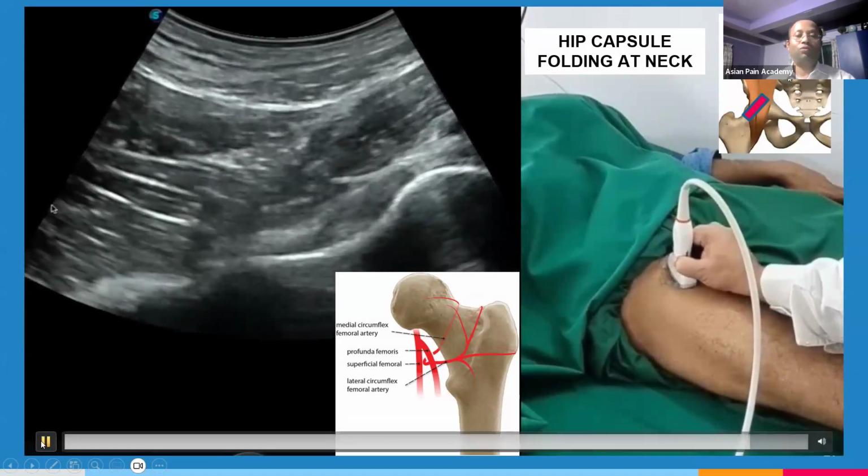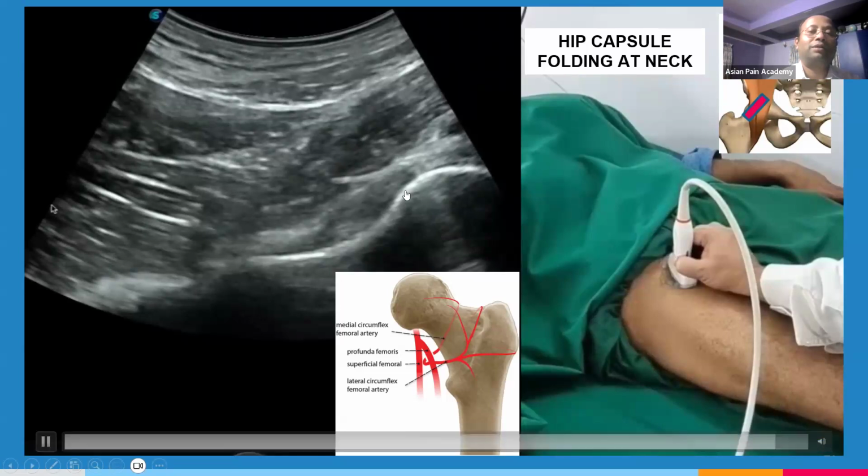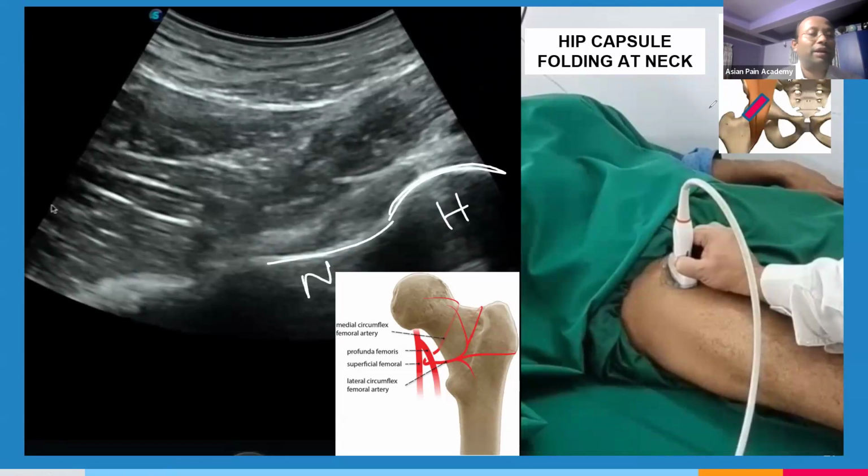So this is the way how you hold the probe. Here I have come to show. This is the head. This is the neck. This part is circumflex vessels. These are all capsule. This is capsule.